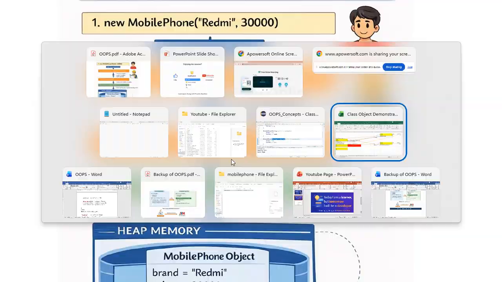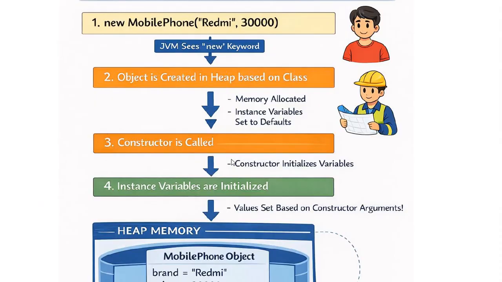Usually I show it in an Excel memory layout. This time I'm going with the image itself. At the time of object creation, as I told you, the constructor will be called: new MobilePhone of Redmi, comma 30,000. What is that? A parameterized constructor passing the values. So when the JVM sees any new keyword, the object is created in the heap memory based on this class. What is present in that memory? Memory is allocated for the instance variables, and the default values are set. First step, memory will be allocated for the instance variables and then the default values are set: String means null, integer means 0.